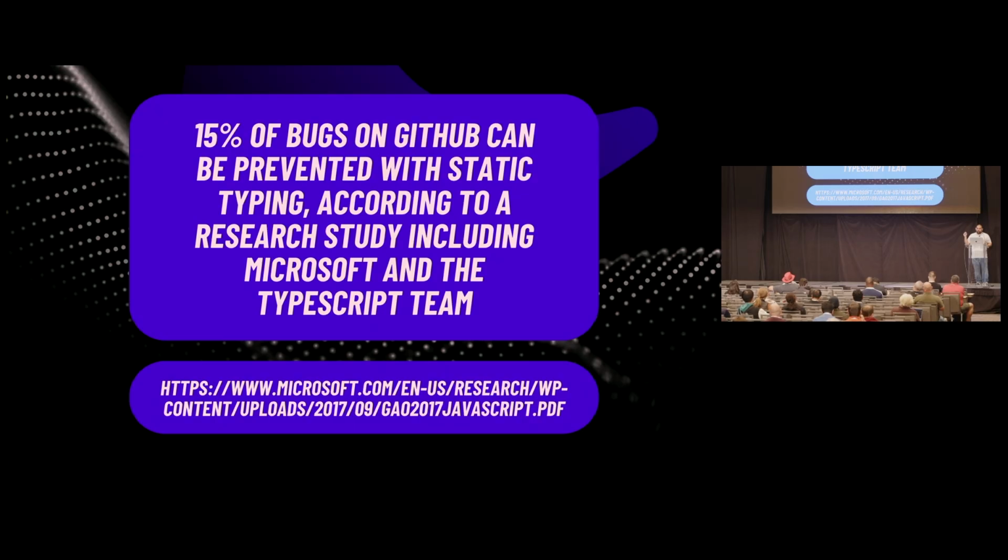But the other thing that I thought was really interesting, 15% of bugs on GitHub can be prevented with static typing. According to a research study including the Microsoft and the TypeScript teams, they did an entire research survey. I included the link there if you want to type that out. But essentially this entire research study, I think it was like a 20-page research paper, compiled all their data and research over repos, and 15% were just bugs that could have been avoided with static typing. So I think that right there from a business use case makes a lot of sense when you are talking about larger scale teams and trying to avoid some of those issues.